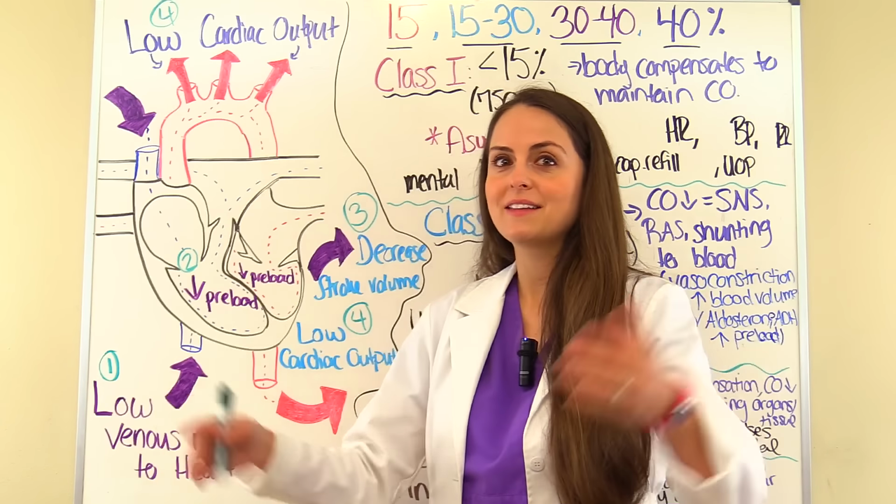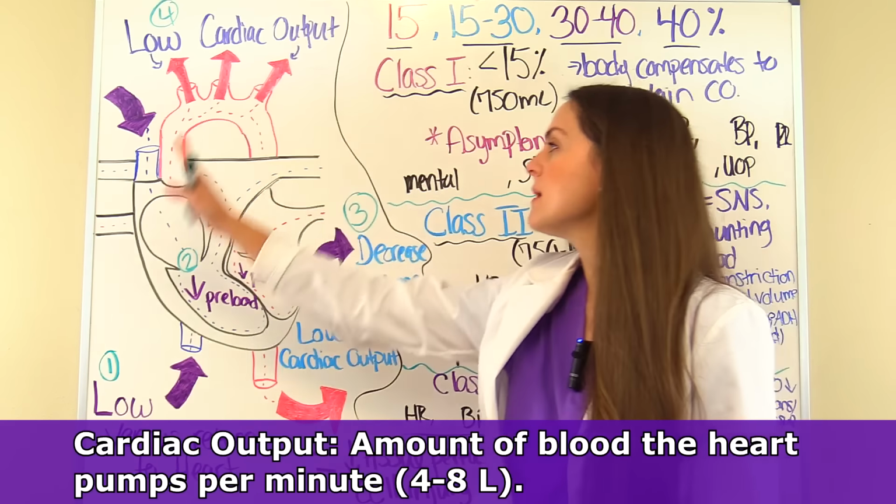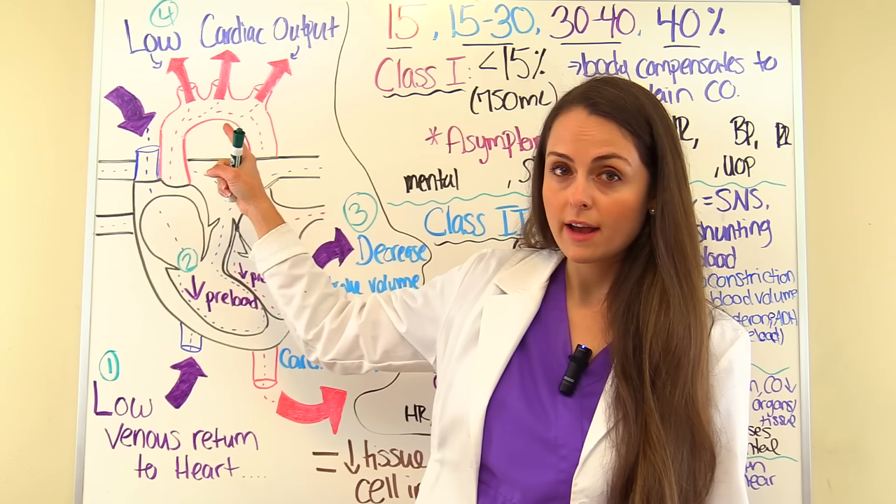Now, cardiac preload is a determining factor in stroke volume. And stroke volume is the amount of blood that this ventricle pumps with each beat, which should be anywhere between 50 to 100 mLs. Well, when our stroke volume falls, it decreases cardiac output, because remember, cardiac output is heart rate times stroke volume. And cardiac output is the amount that this heart pumps per minute. And it should be anywhere between 4 to 8 liters. But if we have a decrease in stroke volume, that's going to decrease our cardiac output.